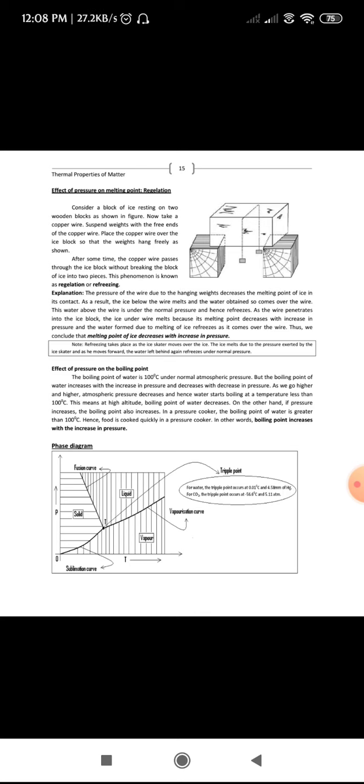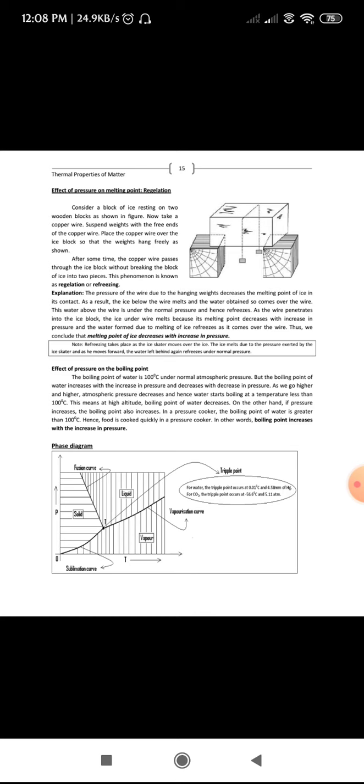Again, that water which is converted under the normal pressure gets converted into ice itself, that is, into solid state. So by this, the copper wire passes through the ice block without cutting the ice into two pieces. Since the refreezing takes place, this is known as refreezing or regelation. Hence the point to be noted is that the melting point of ice decreases with increase in pressure. I think in the last class we went through till this topic, right?